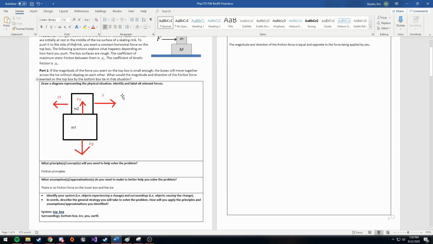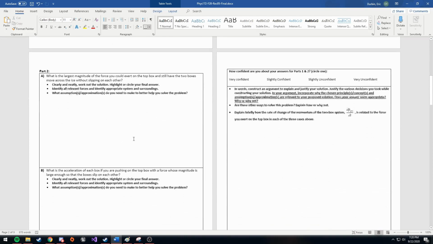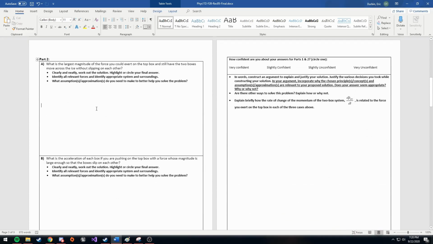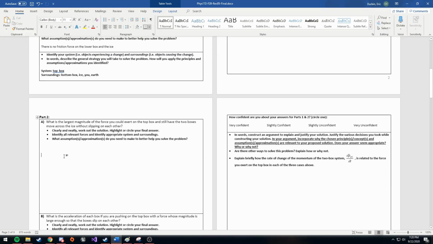The magnitude and direction of the friction force is equal and opposite to the force being applied by you. Yes. Okay, moving on. Part 2. That took us 20 minutes. Don't worry. So the largest magnitude of the force you could exert on the top box and still have them move across the ice without slipping on each other. This would be the static component times the normal force, right?